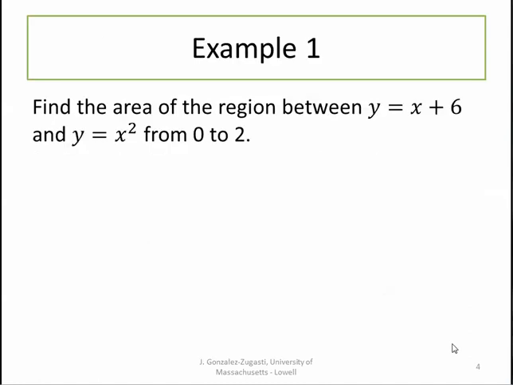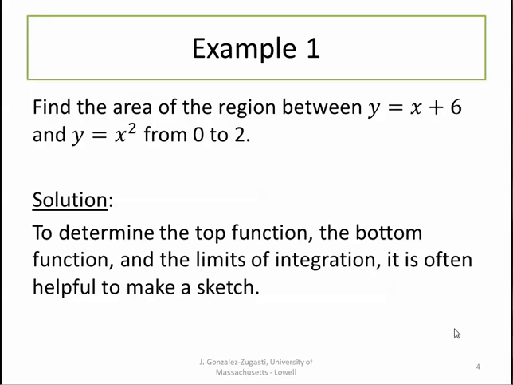Alright, so let's do an example. Let's find the area of the region between y equals x plus 6 and y equals x squared from 0 to 2. Alright, to do this, we need to determine which one is the top function and which one is the bottom function, and also what our limits of integration are. So it's usually a pretty good idea to make a sketch of what's going on.